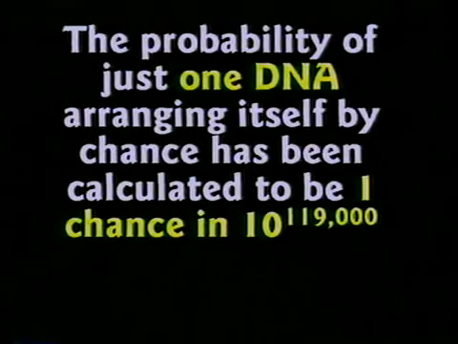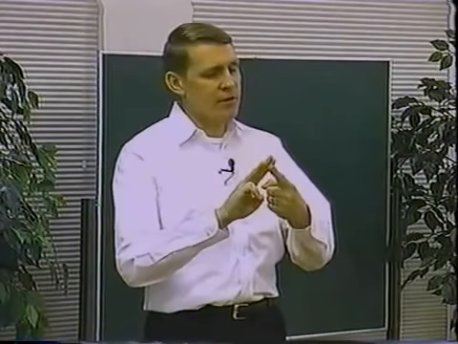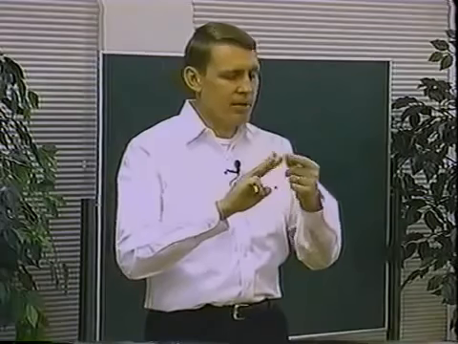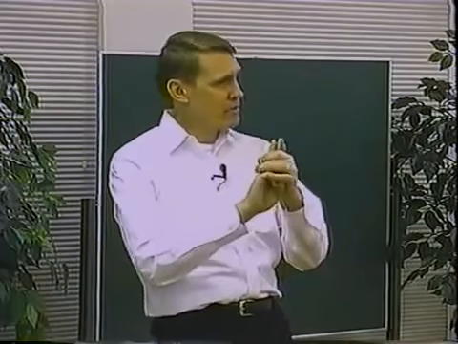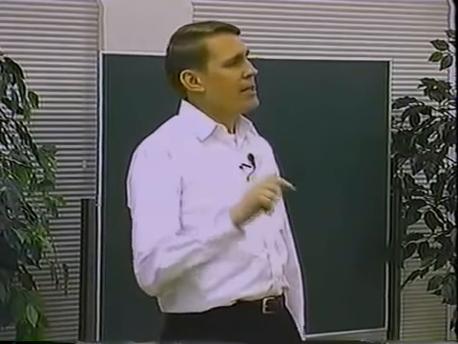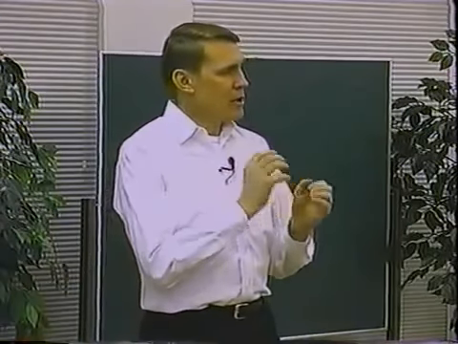Now, if you don't know the way powers work, 10 to the second power means 10 times itself 2 times. That's 100. 10 to the third power is 10 times itself, times itself. That would be 1,000. It would have 3 zeros, 10 to the third power. 10 to the 119,000th power is 10 with 119,000 zeros behind it.